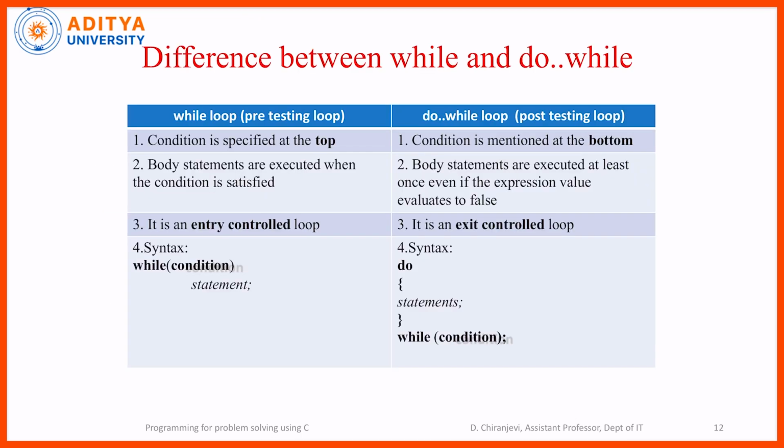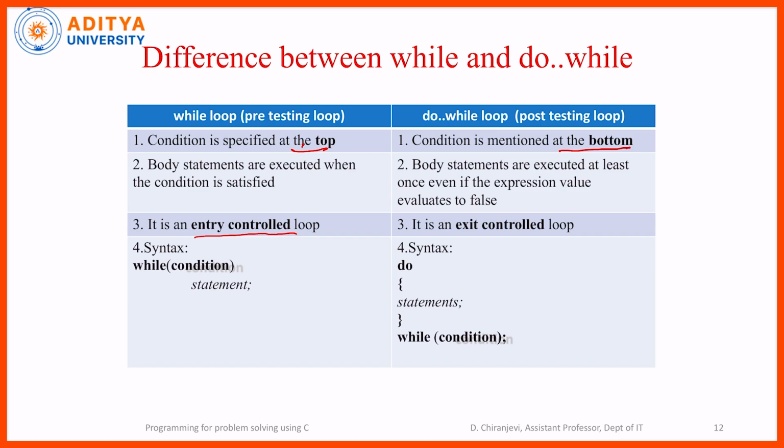Now the difference between while and do while. While is a pre-testing loop, do while is a post-testing loop. In a while loop, you specify the condition at the top, while in do while you specify the condition at the bottom. In a while loop, the body statements are executed when the condition is true or satisfied, and in a do while loop, body statements are executed at least once even if the expression evaluates to false. The while loop is also known as an entry checking or entry control loop, and do while is an exit control loop.